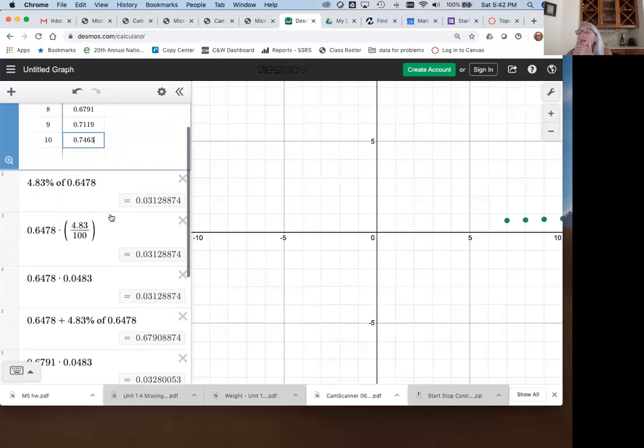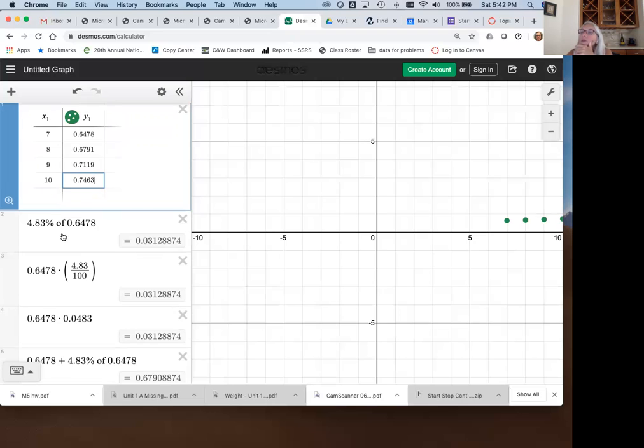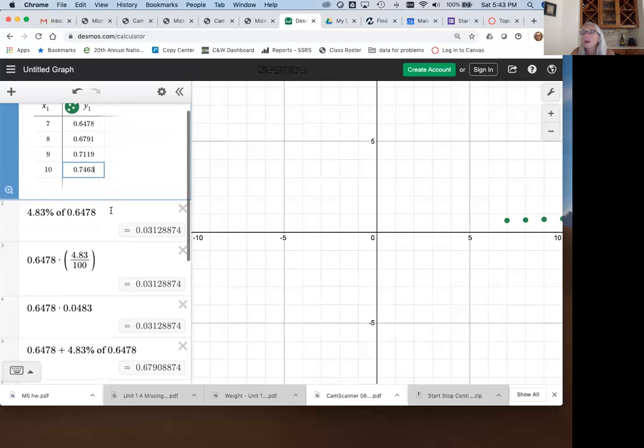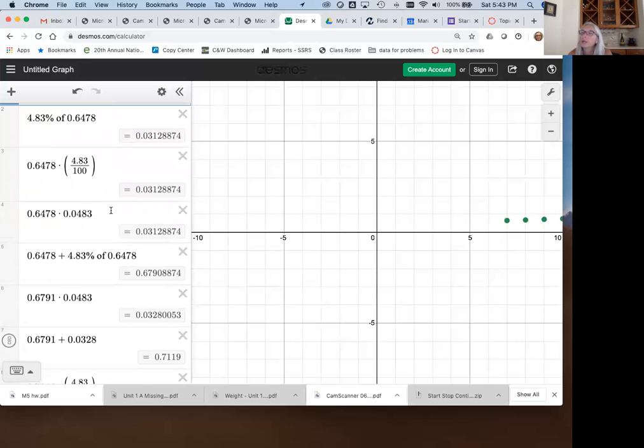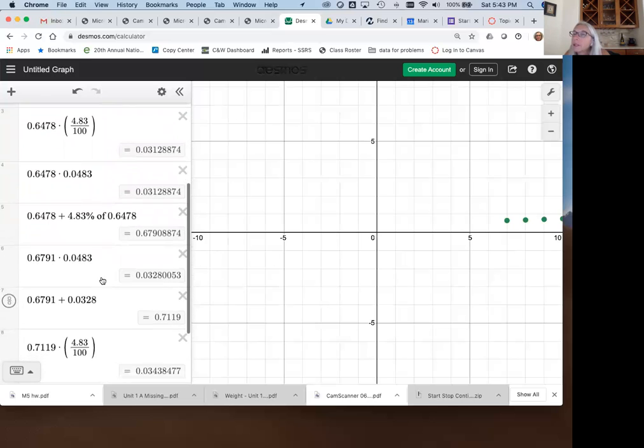So what did we do every time? Every time we found this 4.83% of a number and added that on. And we had to keep doing that. And a couple of you posted, I don't know how to make a formula for something that's recursive, something that relies on the value of the term before that. And yeah, that's really hard to do, but I'm going to kind of jump ahead here.